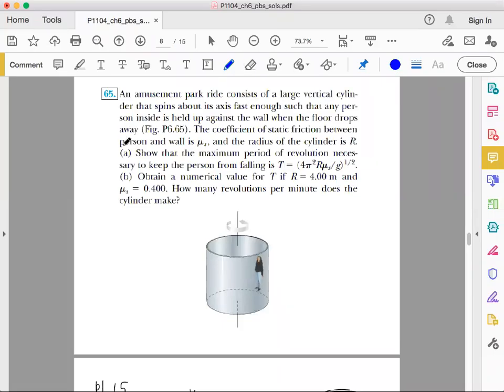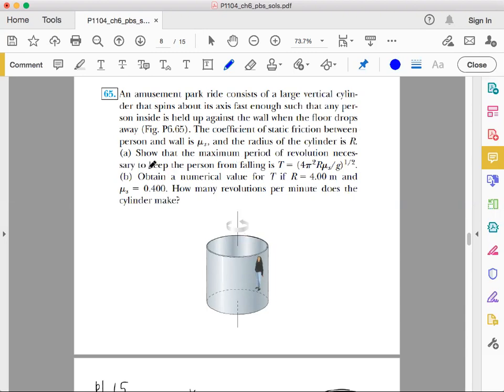In this problem, an amusement park ride consists of a large vertical cylinder that spins about its axis fast enough such that any person inside is held up against the wall when the floor drops away, as you can see in this figure. The coefficient of static friction between the person and the wall is given by μs, and the radius of the cylinder is capital R.